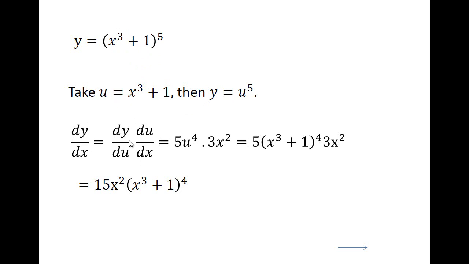And the derivative of y with respect to u would be 5u to the 4. And the derivative of u with respect to x would be 3x squared. And then we substitute back in u, so u is x cubed plus 1, so that's what we put back in. And then we get 15x squared, x cubed plus 1 to the 4. So either way, we got the same answer.